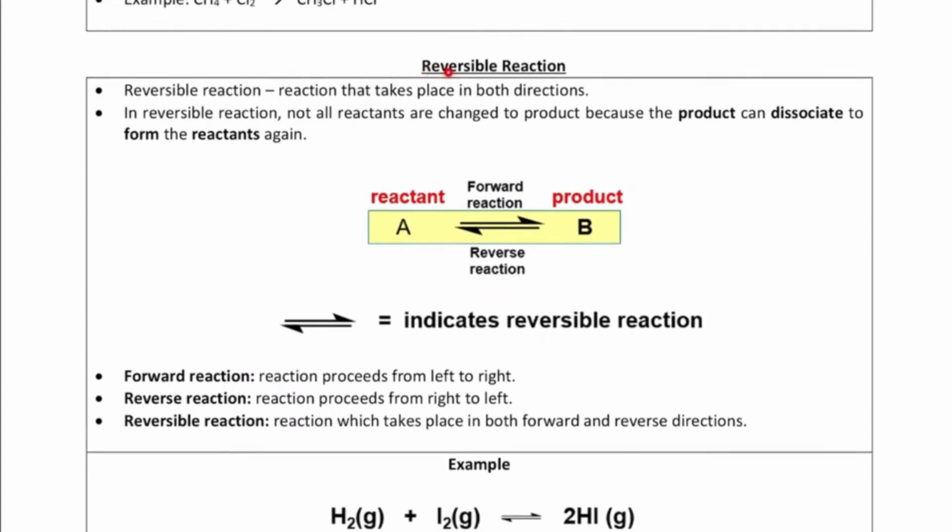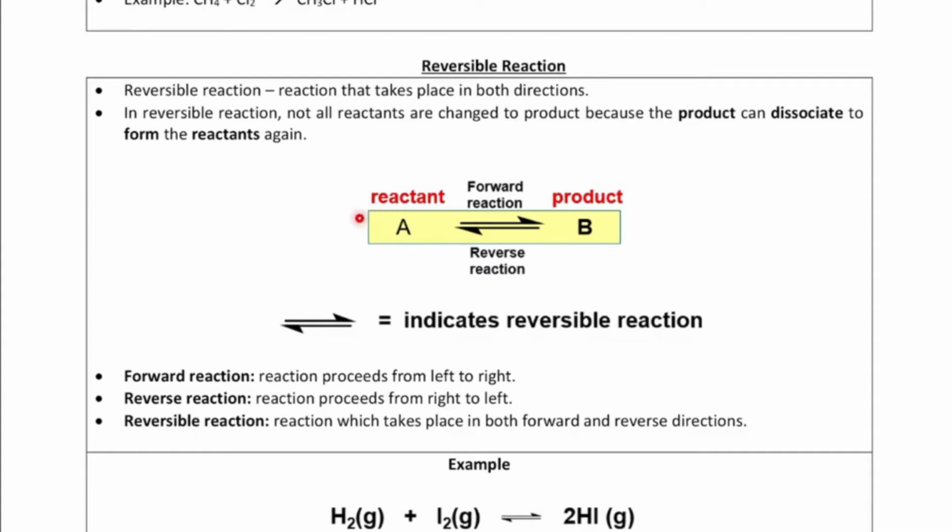Okay, so reversible. The word reversible means the reaction take place in both direction. So reaction tu berlaku dalam dua direction. That means daripada reactant pergi produk, daripada produk pergi balik ke reactant. Okay, so in reversible reaction, not all reactant are changed to product because the product can dissociate to form the reactants again. Okay, dissociate means terurai lah.